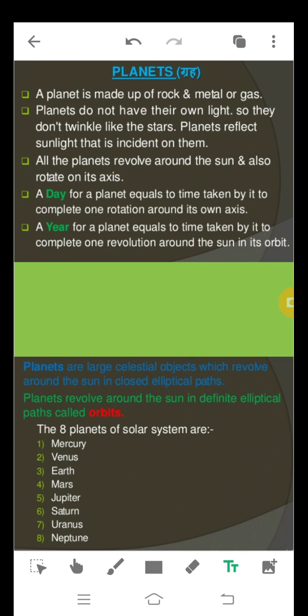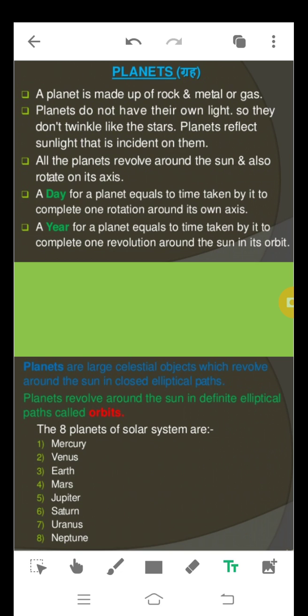What is a planet? Planets are large celestial objects which revolve around the Sun in a closed elliptical path, and the path in which they revolve around the Sun is known as orbit. Actually, a planet is made up of rock, metal, or gas. Planets do not have their own light, so they don't twinkle like the stars. Planets reflect sunlight that is incident on them.